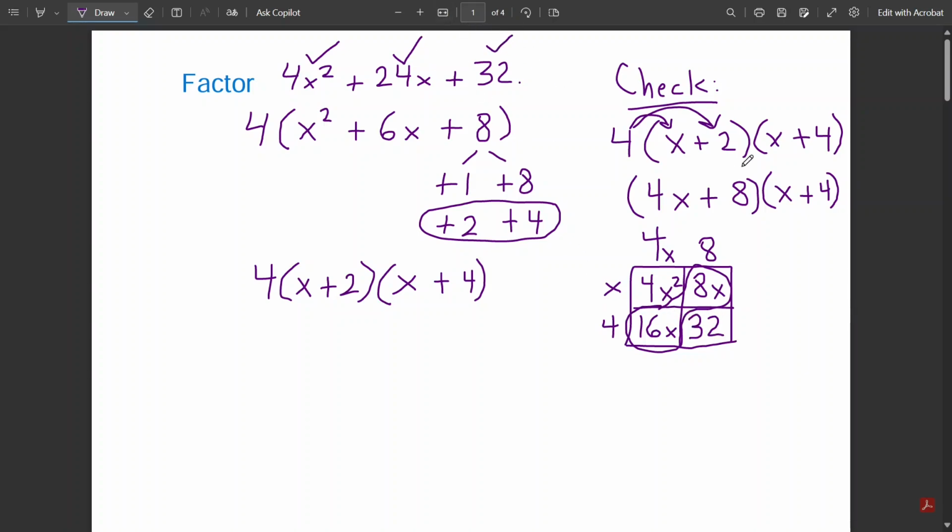So this here, 4 times x plus 2 times x plus 4, has multiplied back to 4x squared plus 24x plus 32. So this is the factored form. And we are done with our first example.